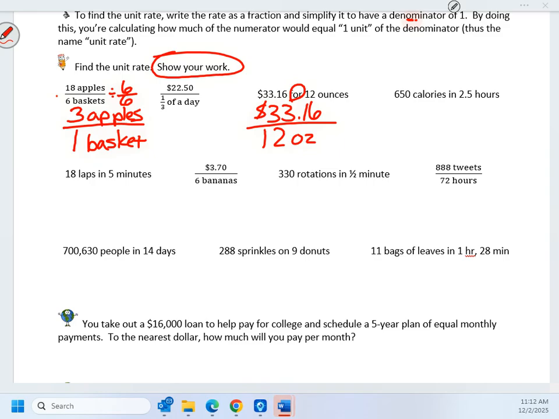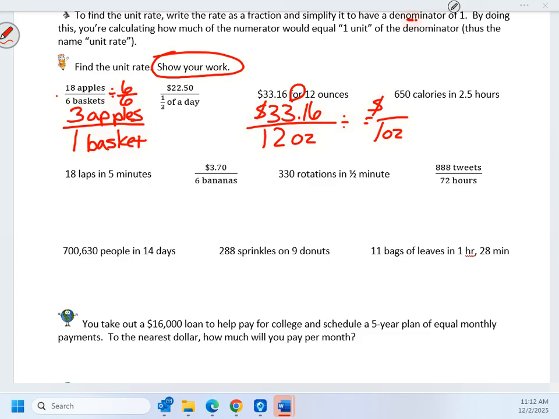Then we have to make our unit rate. What am I dividing it by? And what does that equal? I want to bring it down to 1 ounce. How much money would that be? Does that make sense? So your answer should be in that unit rate with fraction form.